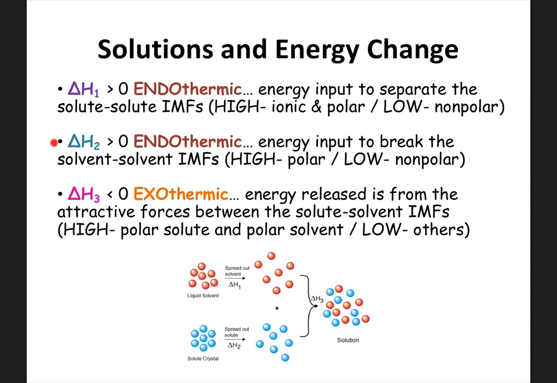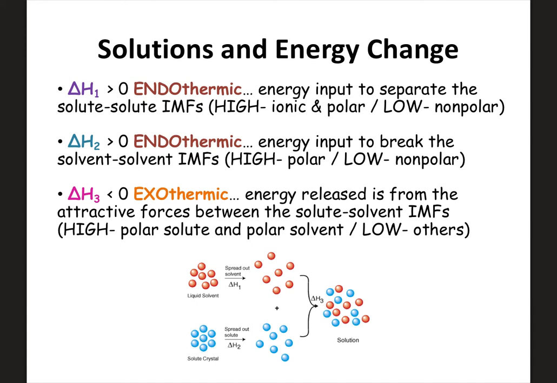All right. So then if we look at the delta H2, expanding the solvent here, you're breaking the IMFs in the solvent itself. This is also always going to be greater than 0. It's always going to be endothermic. Always. It always takes energy to break the IMFs in the solvent itself. And again, it's going to be pretty high here for polar substances because they have stronger IMFs, and it's going to be lower for non-polar substances.